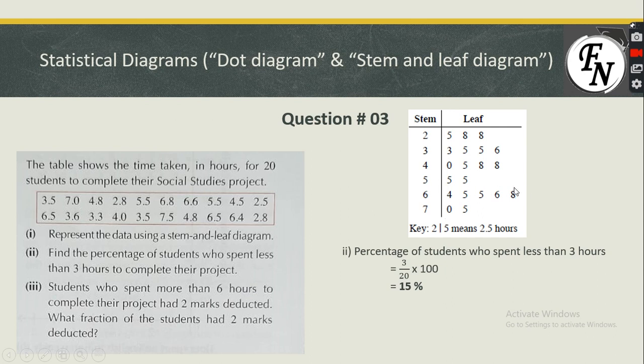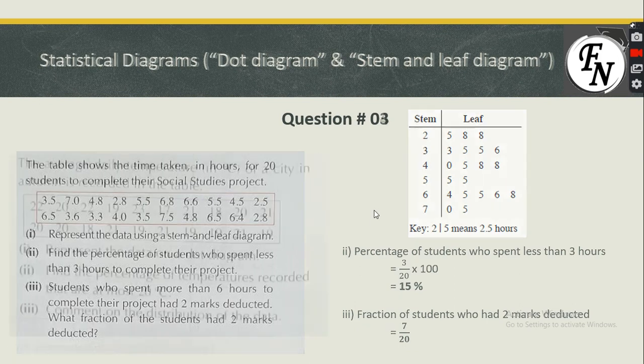More than 6 hours, we can see that these are all the students who spent more than 6 hours. So 1, 2, 3, 4, 5, 6, 7, so there are 7 students out of the 20. They have the deduction of 2 marks, and we need to write it in the form of fractions, so we have written it in the form of fractions.